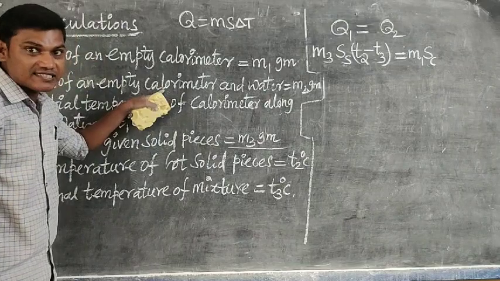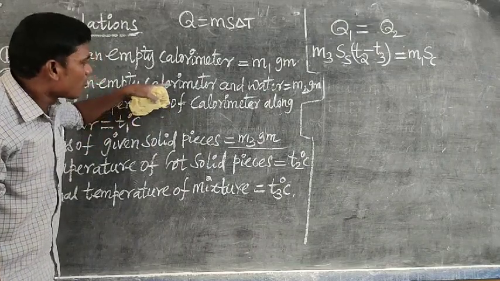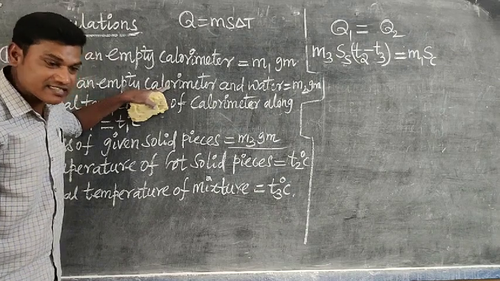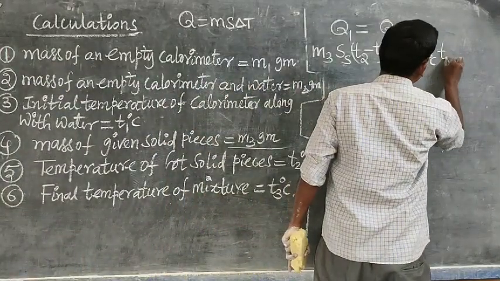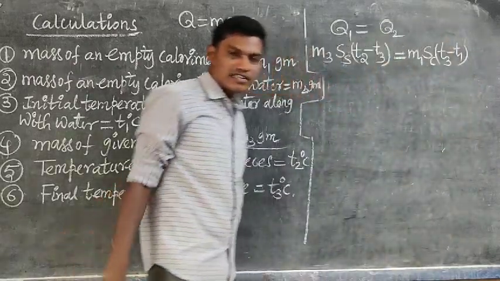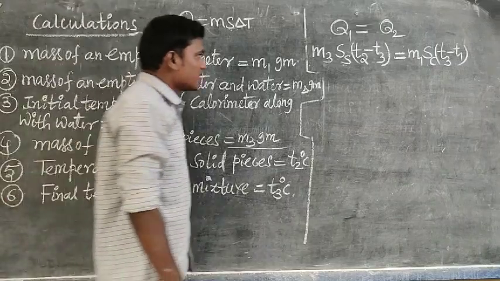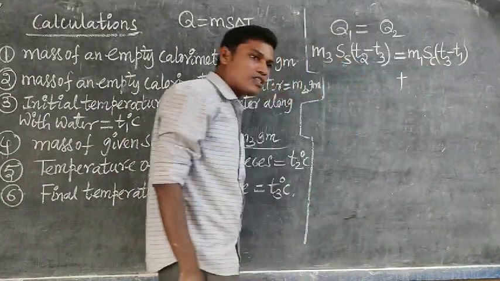The calorimeter acts as a cold body. So in the method of mixtures, we know that the cold body temperature is always lesser than the final temperature. That's why we can write T3 minus T1. That's it. Next, plus. For this continuation, plus. Why will I put the plus here?